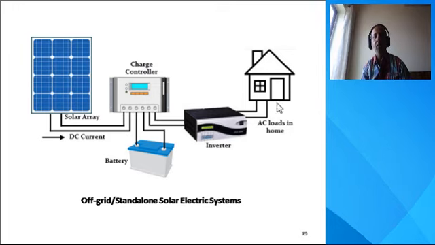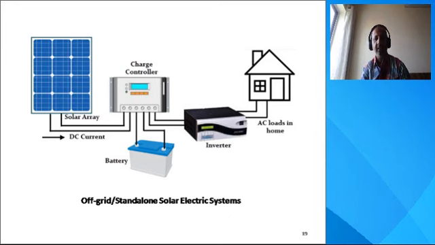and we are having AC load at our homes. So basically we can see here the various components: the solar array is there, battery is there, charge controller is there, inverter is there, and the load is there. These are the basic components of a solar electric system, basically we can say.